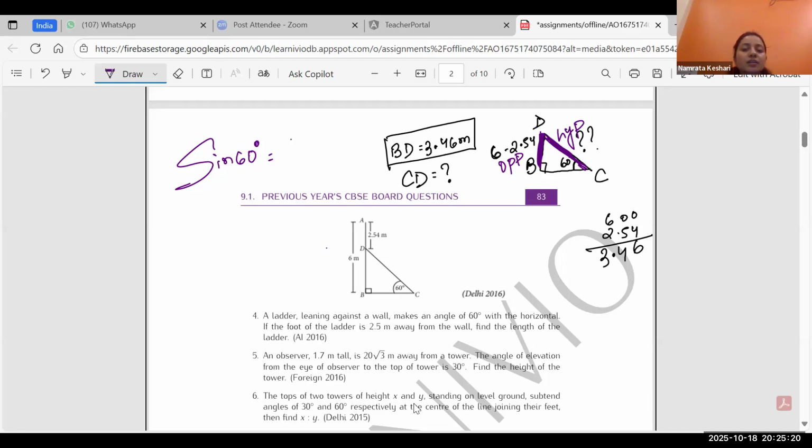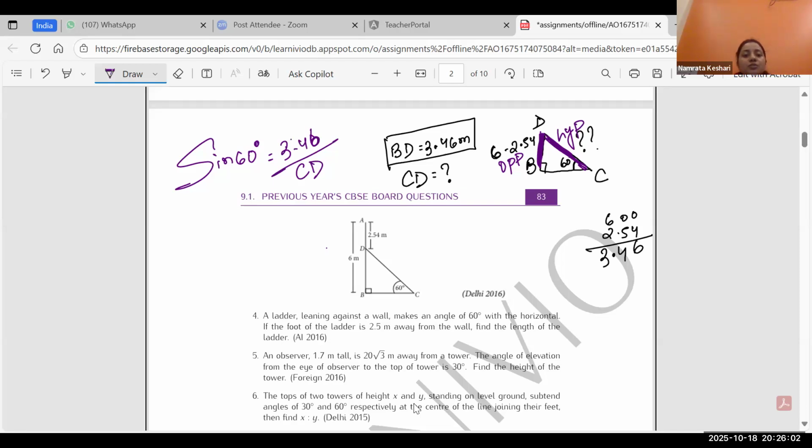Now we will check which trigonometric ratio can be used: sine theta, cos theta, tan theta. Which one? Opposite and hypotenuse, so sine or maybe cosec. You can use any one of them and you will get the same answer. Making sense? Yes. Okay, so sine 60 is equal to opposite, that is this BD, 3.46, over hypotenuse, which you are supposed to find. And from here, easily you will be able to find CD, right? Yes, ma'am. Okay, so it's that simple.